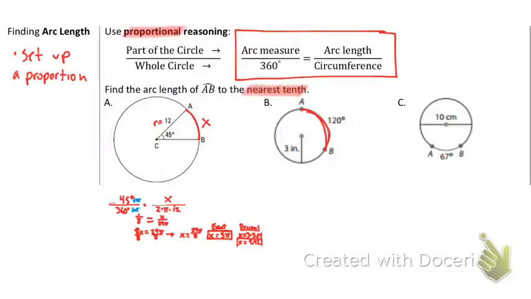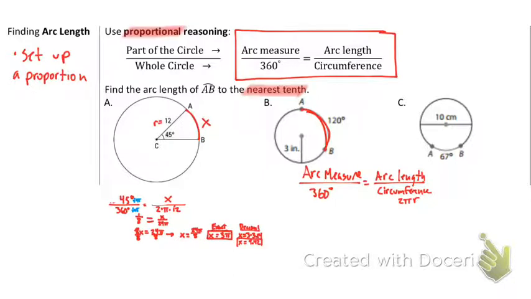Okay, so we're going to go arc measure divided by 360 equal to arc length divided by circumference. And we know the circumference is the formula of 2 times pi times r.